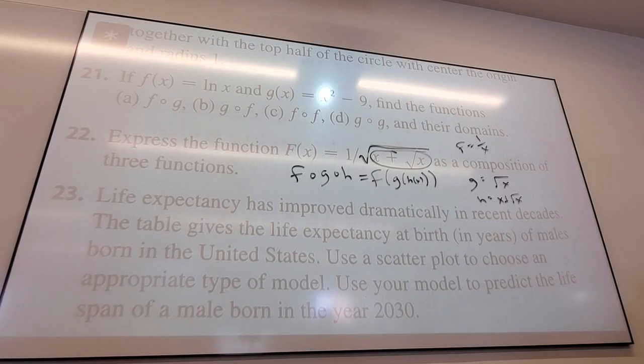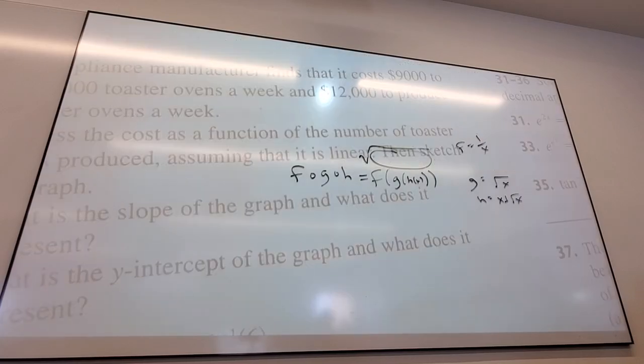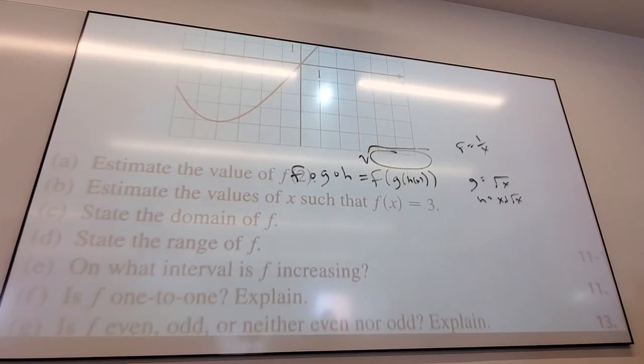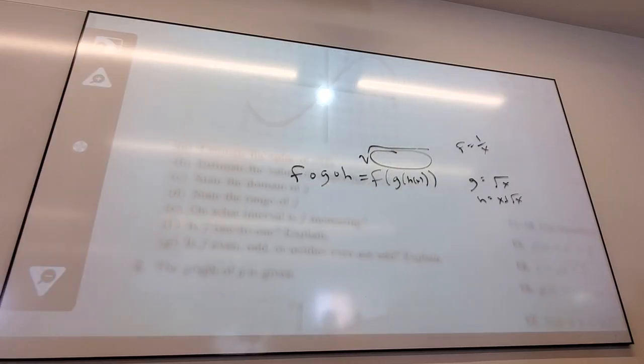Anything else? Are there any problems you haven't talked about? Okay. Yes. I guess just really quick on question 1, G. I couldn't exactly figure out how to determine if F was even, odd, or neither. Oh yeah. Okay. Very quickly.